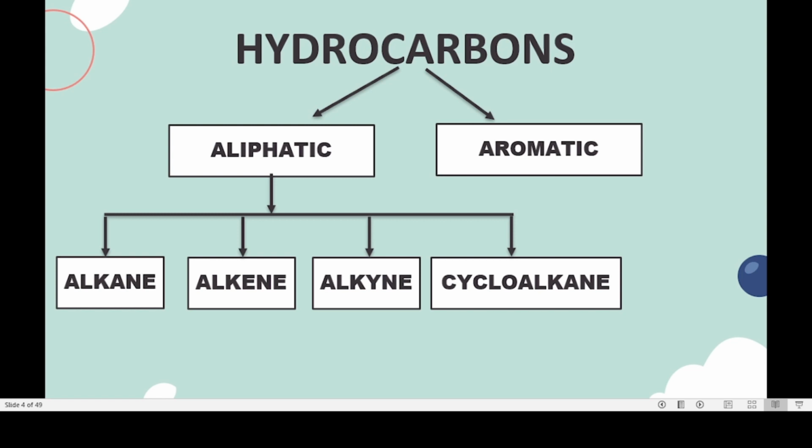Now, hydrocarbons are categorized into two types. The first is aliphatic and the second one is aromatic. In aliphatic, it is divided into different families. The first family is alkane, the second one is alkenes, the third one is alkyne, and the last one is called cycloalkane. We're going to discuss only two of these hydrocarbons, the alkane and alkene.